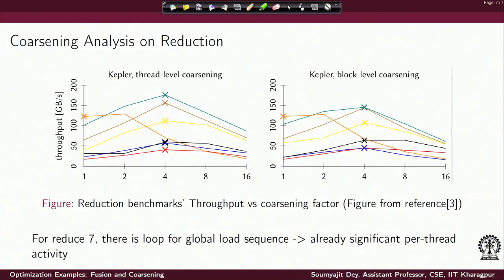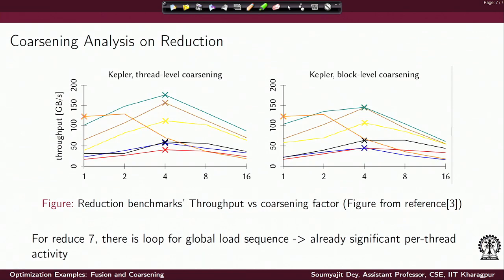So what they are trying to show is how for the reduction kernels the activities keep on changing, and as I was saying, for reduction 7 you see that there is no real effect of coarsening, but for all the others it seems that coarsening by a factor of 4 is actually providing the peak throughput.